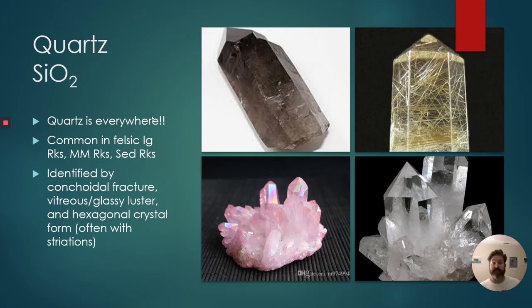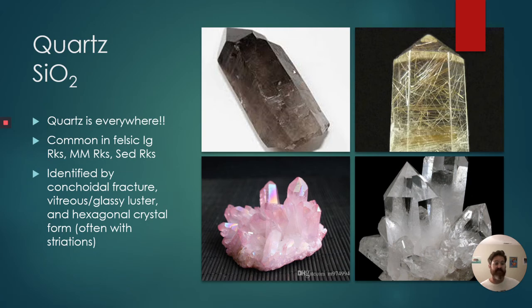Quartz is our first tectosilicate. It's everywhere, as you can imagine, with quartz and silicon making up the majority of the crustal materials. It's the primary ingredient in beach sand. We see it everywhere. Quartz has these nice hexagonal crystals.